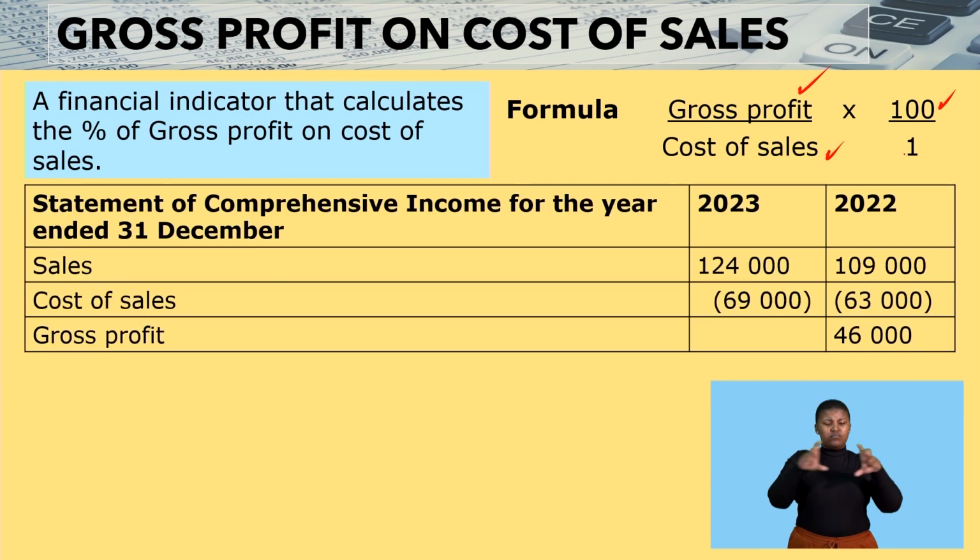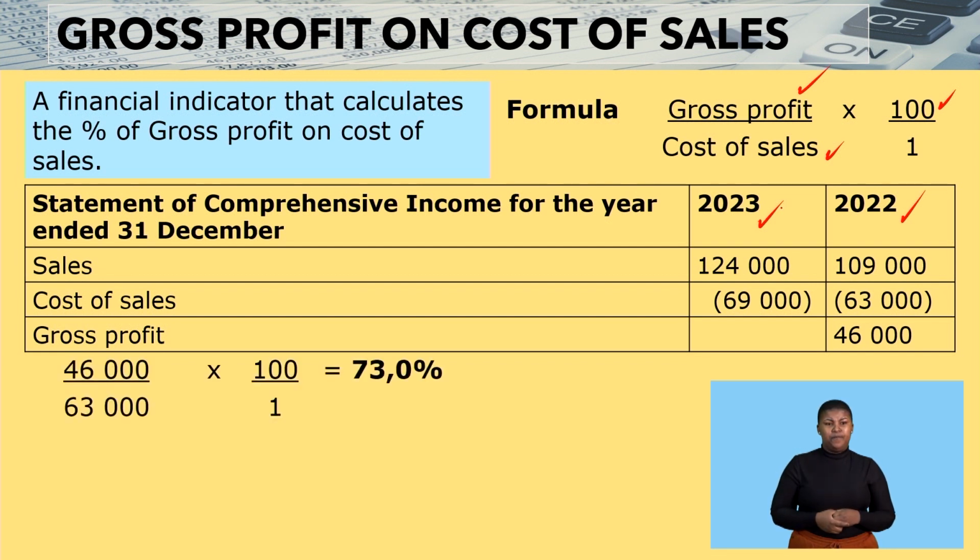We are given the statement of comprehensive income ended on the 31st of December. We have 2 years, 2022 and also the year 2023. We'll begin with calculations in 2022. What are we calculating for? The gross profit on cost of sales. In 2022, my gross profit is given, 46,000. And then my cost of sales, not a problem, 63,000.